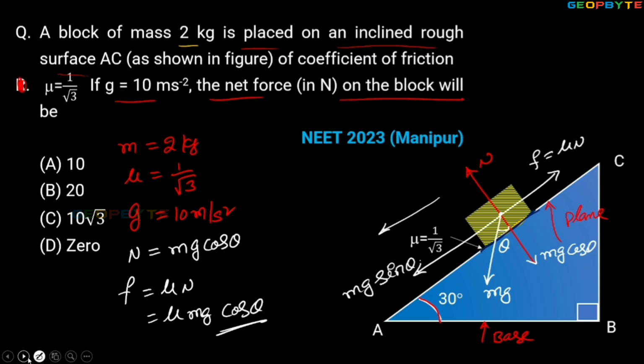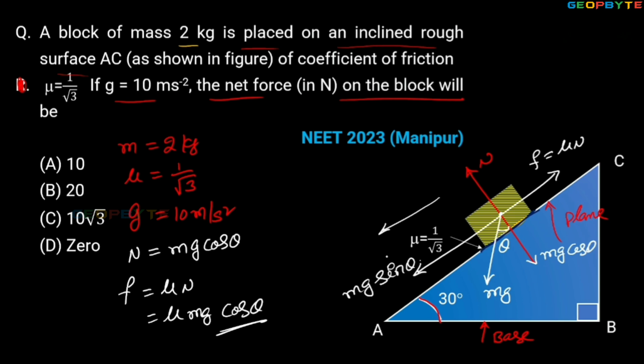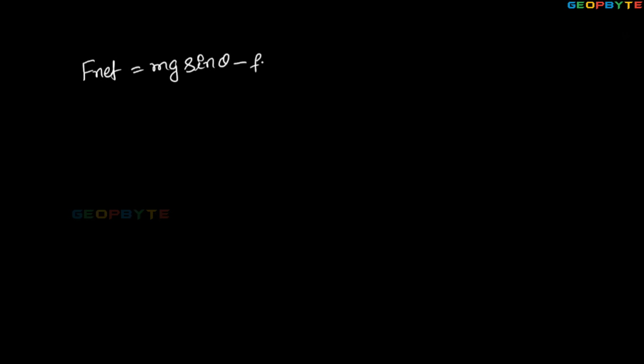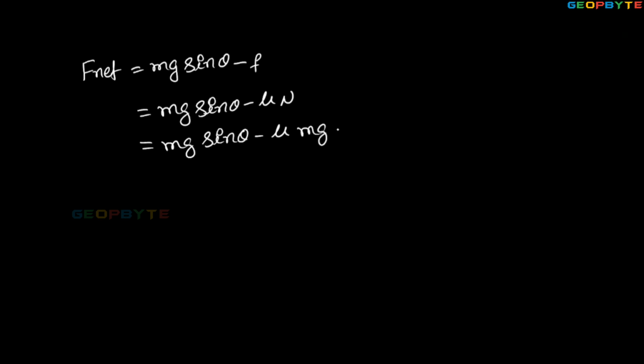Now the net force. The net force equals mg sin theta, which is acting down in this direction, but the frictional force is opposite. Minus frictional force. Frictional force is mu times N. So it is equal to mg sin theta minus mu times mg cos theta.